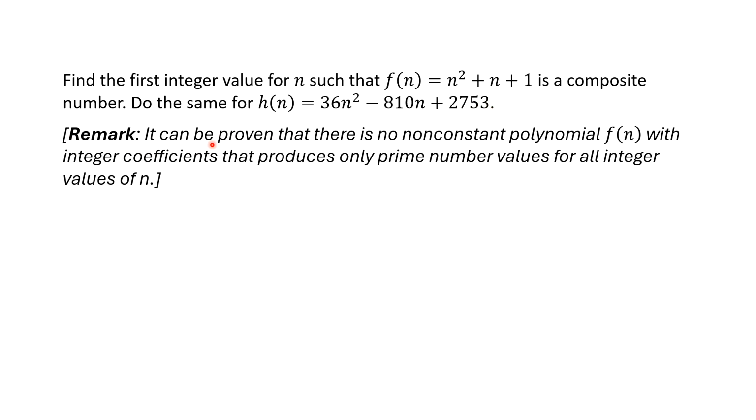And I'm also going to prove something. The reason I'm putting this here is you get a lot of prime solutions first. So you may think there's some equation that generates just prime numbers, but in fact, it can be proven there is no non-constant polynomial function f of n with integer coefficients that produces only prime number values for all integer values of n. I'll prove that after I give you the solution to these two. I'll prove that towards the end of this lesson.